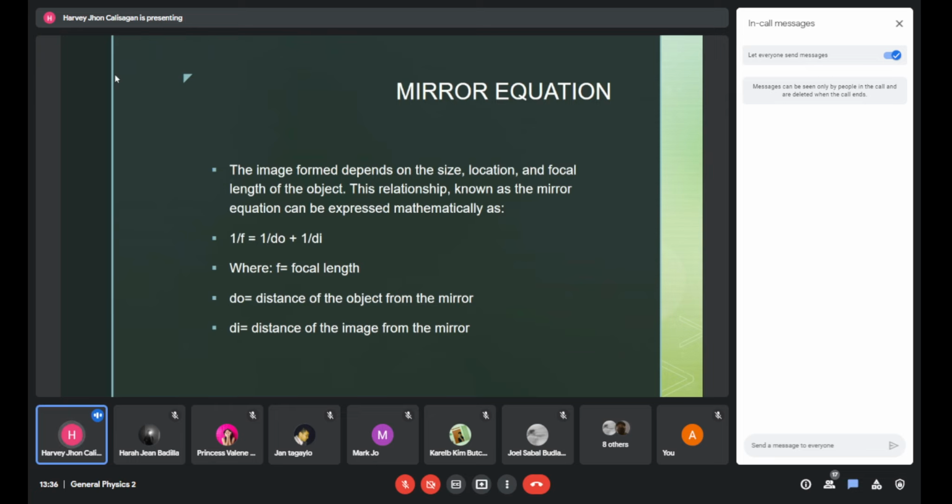Now, this relationship, known as the mirror equation, we can express via a mathematical expression. So, we have 1 over f is equal to 1 over dO plus 1 over di, wherein the f here is the focal length. The subject is outside the mirror and the object inside the mirror. The dO will be the distance of the object from the mirror, and the di is the distance of the image from the mirror. So this is what you meant by the equation depending on the distance.